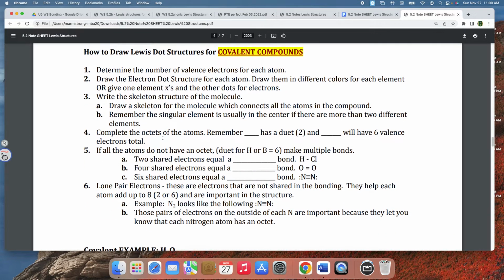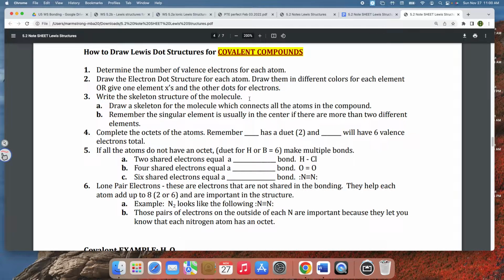And so there's lots of different processes for this, and I'm going to just show you a simple process, and I may make another video showing you a different way to do it in case this way doesn't quite speak to your brain. So the first thing we do is determine the number of valence electrons for each atom. Again, look at the periodic table, look at the group number, and they're always in the A-grouped columns. Draw the electron dot structure for each atom, draw them in different colors, maybe, if that's what you need for each element, or give one X's and the other one dots so you can separate which part is which.